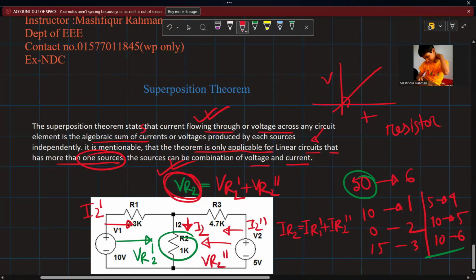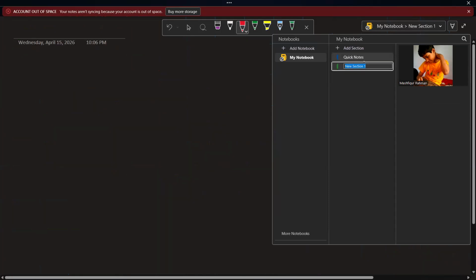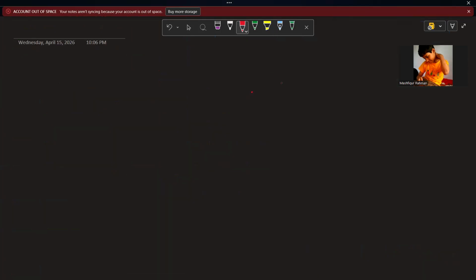Now the question comes: how will we get the individual or independent effect on elements like the R2 resistor? The answer is we will make one source active and the other sources inactive. Now there also comes a question: which one will be shorted and which one will be open?